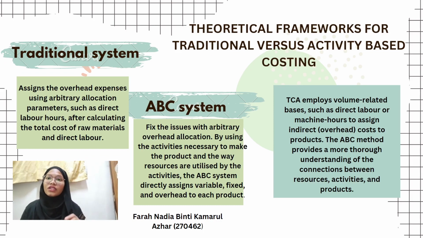Okay, the traditional cost accounting technique employed volume-related bases such as direct labor and machine hours to assign indirect, which is overhead, cost to products, which offers a simplified perspective of the link between goods and resources. The ABC method, on the other hand, provides a better understanding of the connection between resources, activities and products. This also employs a number of cost drivers to allocate indirect, which is overhead, expenses to the activities.